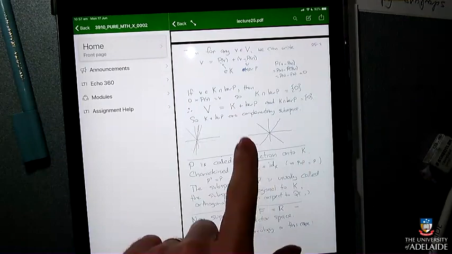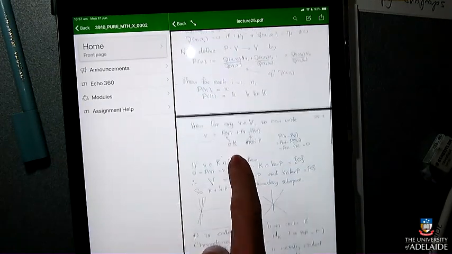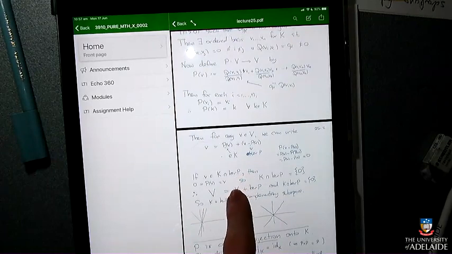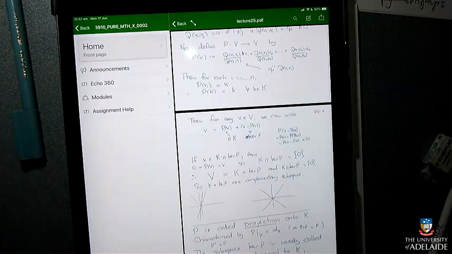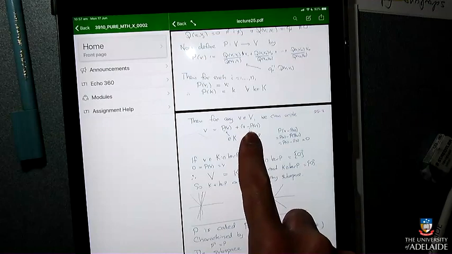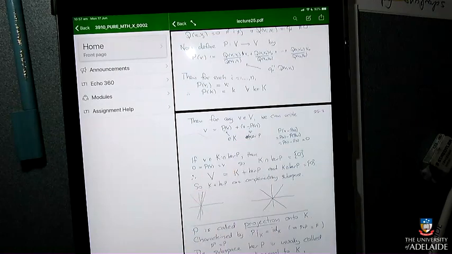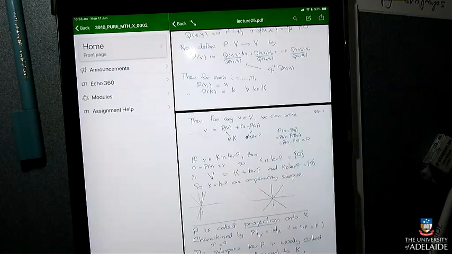Oh, here it is. He's talking about the kernel himself. Look at him. I knew he'd want to. It's a perfectly natural thing to want to do, to talk about the kernel. This says that for any v in V, we can write v as the projection of v, which is in K, and the other bit, which is apparently in the kernel, because if I do P of it, I get 0.